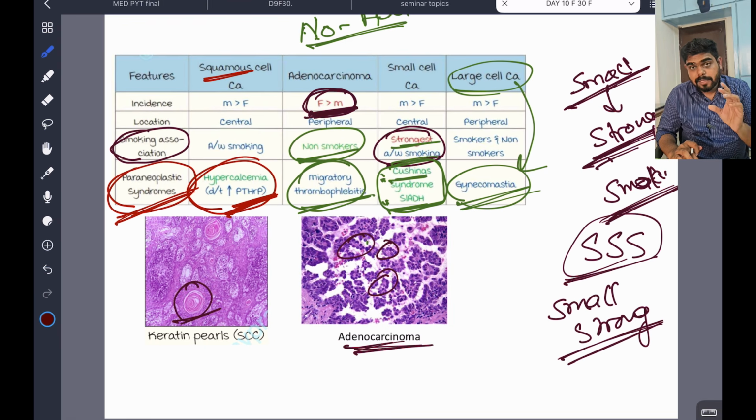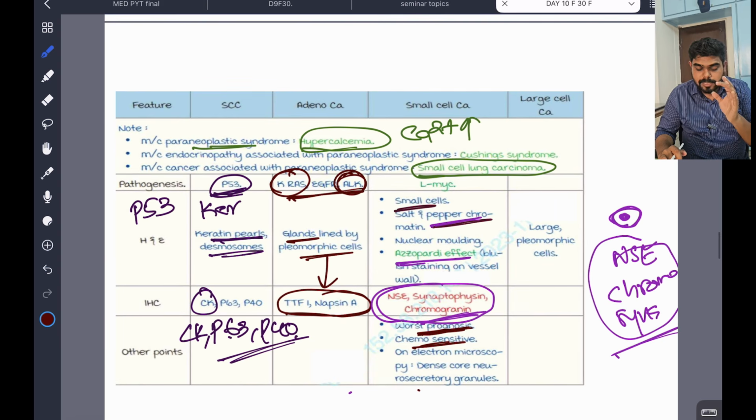The cancer with the most paraneoplastic syndromes is small cell carcinoma, with Cushing syndrome and SIADH. Small cell, which is not actually small, has a strong association with smoking. It has small cells with salt and pepper nuclear chromatin, and the markers are NSE, synaptophysin, and chromogranin. That is important. Okay, clear?